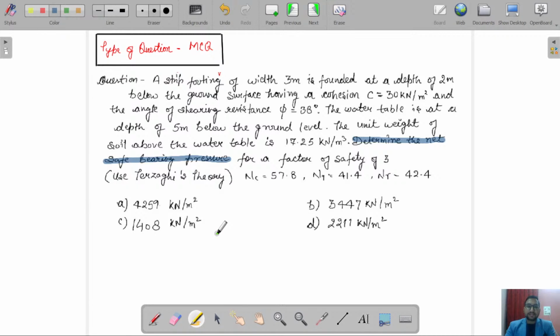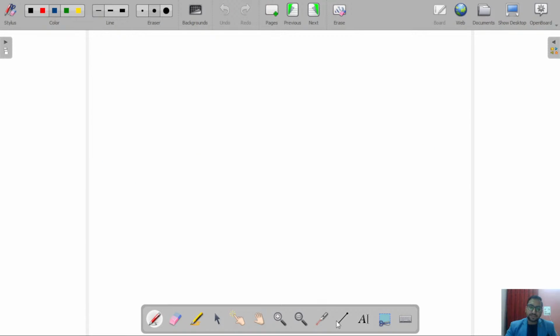We know that Terzaghi has given relationships for strip footing to find the ultimate bearing capacity. We need the net safe bearing capacity of the soil. Try to answer. Okay, let me discuss.